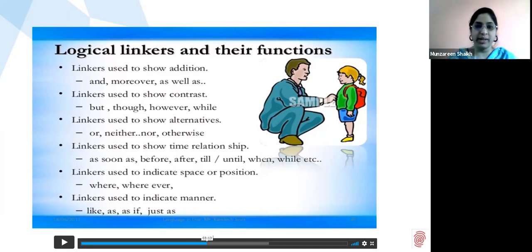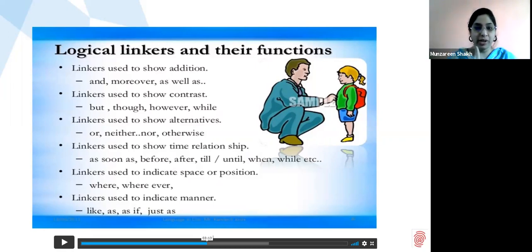First one is linkers used to show addition. Okay, for example, if you want to show moreover, as well as, that means more than one. When you're comparing more than two things, if you want to show addition, you use such linkers. Examples are given: and, moreover, as well as. Okay, that means when you are describing more than one idea.